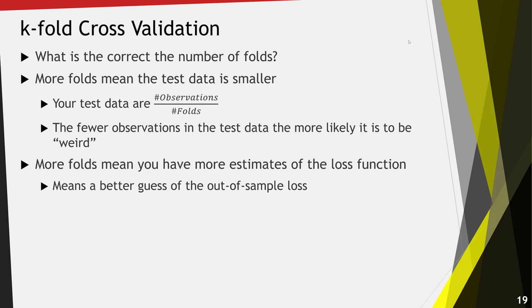What's the correct number of folds? The reason we call it k-fold cross-validation is there is no correct number. More folds means that your test data is smaller. Remember that the number of observations in your test data is the number of observations divided by the number of folds. With fewer observations in the test data, it's more likely that something weird happens in it. As you add more observations, it's likely that weird things might average out. Adding additional folds means that you have more estimates of the loss function, however. And so this means a better guess of the out-of-sample loss. So while additional folds reduces the size of your test data, it also gives you additional estimates of the loss function. Each of these features would be good, which is why there's no correct number of folds.